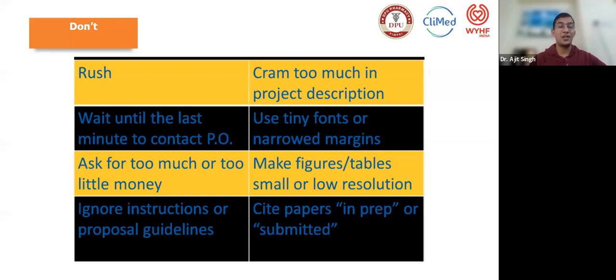Don't cite the papers which are in preparation or submitted. Only cite the papers or the material which have been published already. You have to cite the material which has already been published. You should not go for the papers, publications or material which is under publication or in communication. You should not cite that.